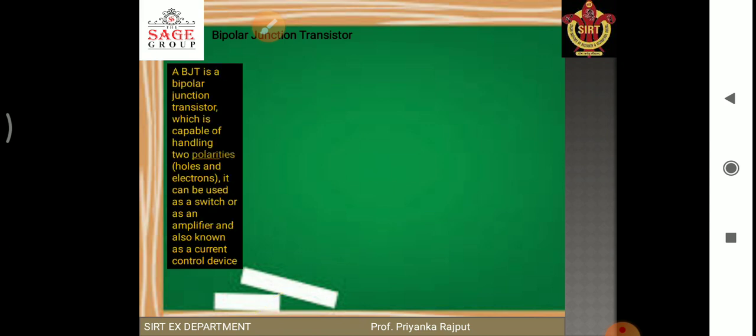A bipolar junction transistor is capable of handling two polarities, holes and electrons. It can be used as a switch or as an amplifier and is also known as a current controlling device. It is called a current controlling device because it handles two polarities, holes and electrons.